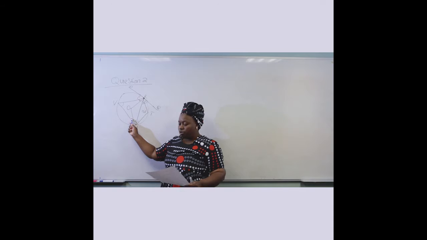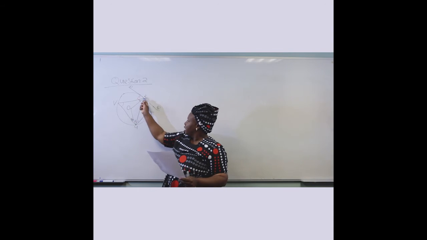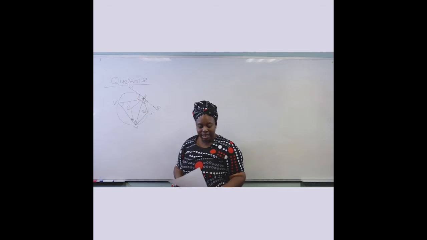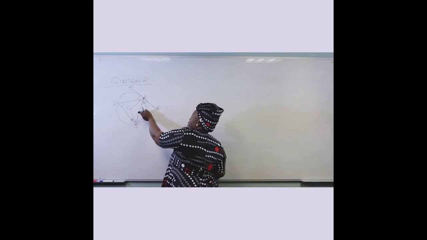OUV is 48. We have labeled it correct. And also KTU, where's K? KTU is 120 degrees. That is your first point of reference. So what is it that you are going to say now?